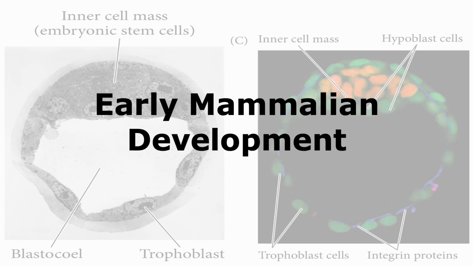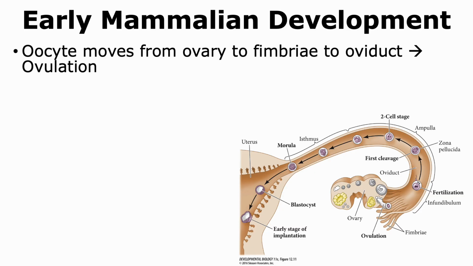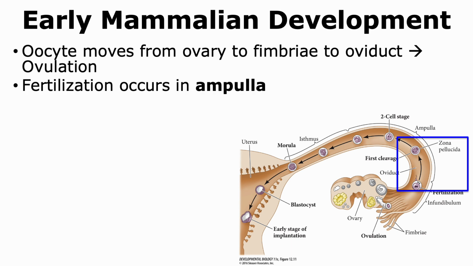We're going to look at the different processes that occur before gastrulation during mammalian development. So, in early mammalian development, the oocyte moves from the ovary to the fimbriae to the oviduct. If we look at the figure, we can see the ovary and an egg, or oocyte, being released from the ovary during ovulation, and through the fimbriae it is able to go to the oviduct.